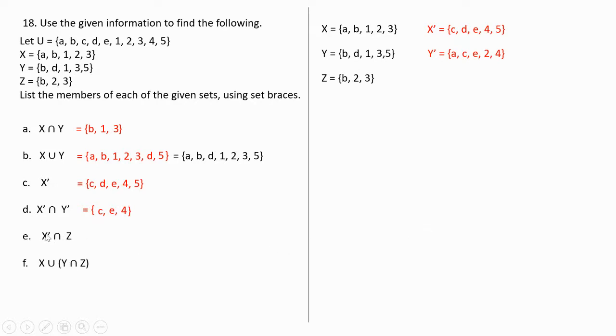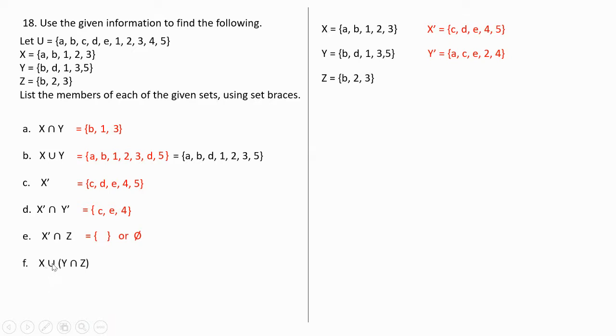Now, the complement of X intersects Z. So now we're looking at these two here, guys. This one here on top and that one there. Do they have a C? No. Do they have a D? No. Do they have an E? No. A 4 or a 5? No. So that's going to be an empty set, which means they don't have anything in common. These two here, or this symbol, are the same thing: empty set.